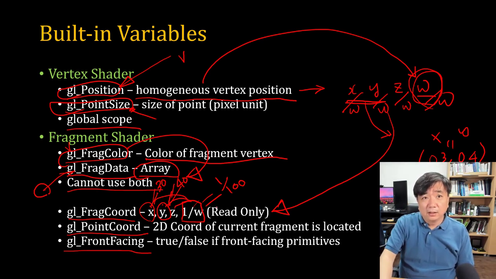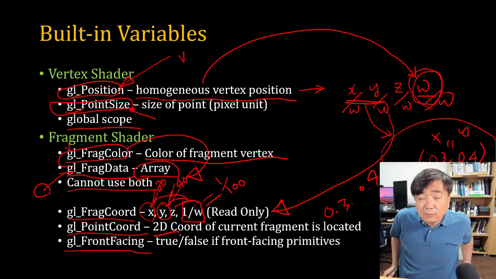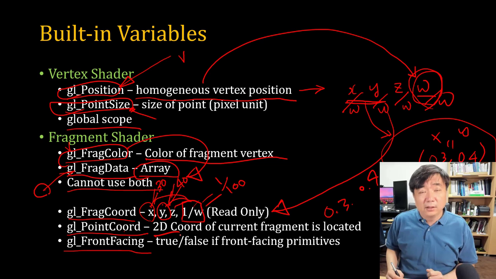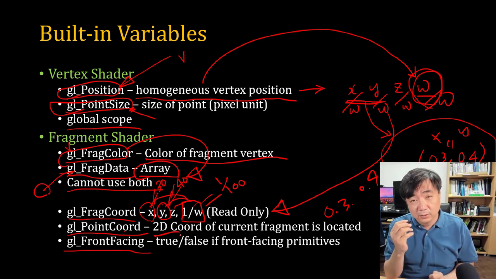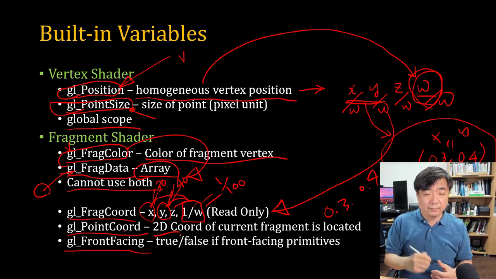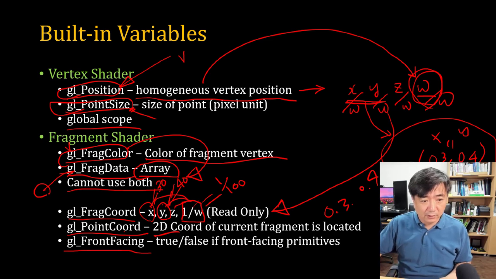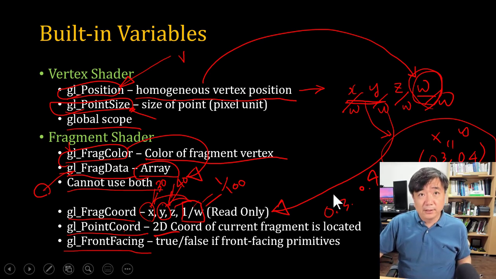Okay. And in case of gl_PointCoord, it is the actual position of the fragment. So in the case of this point, the gl_PointCoord will have 0.3 and 0.4, a two-dimensional coordinate. So please check the value. We can check the value by changing it into a color or something, so we can use that value in programming to make some special effect. Okay, let's go to the next page.